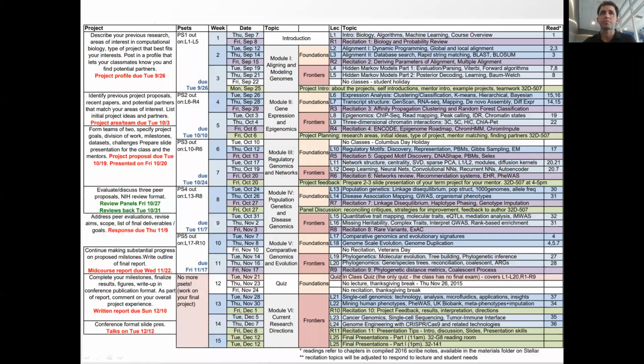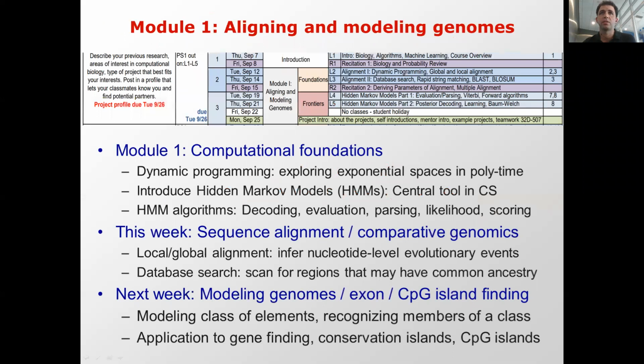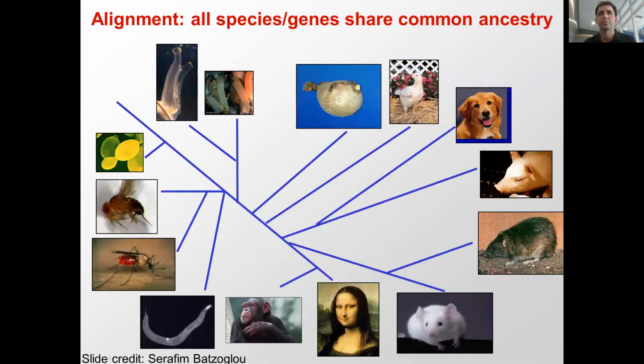So here we are. We're starting module 1 of the class, on aligning and modeling genomes. In this module, we're going to be learning about dynamic programming today. We're going to be learning about database search, and I'm actually going to be in class in person on Thursday. And then next week, we're going to be learning about hidden Markov models.